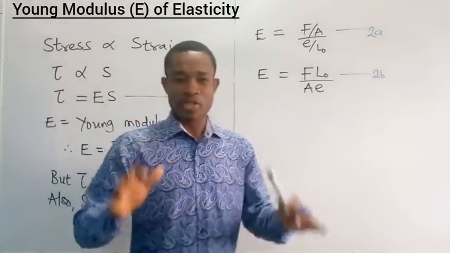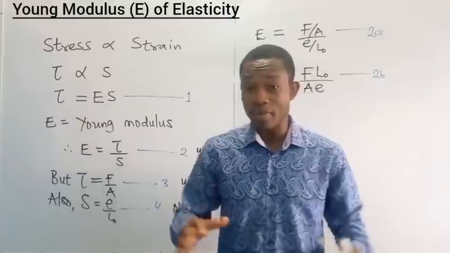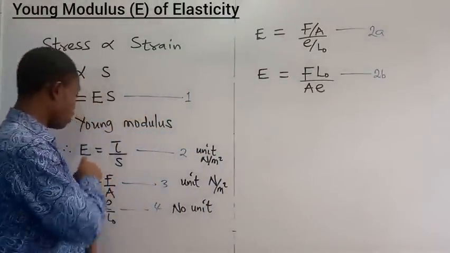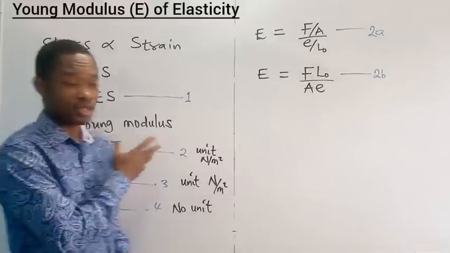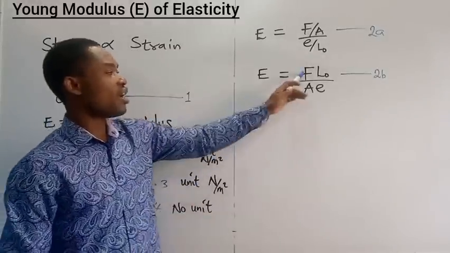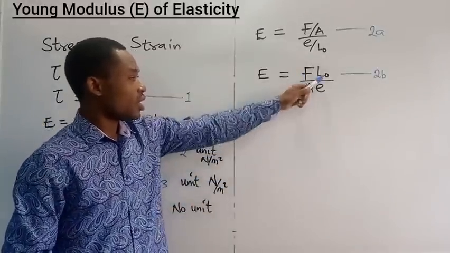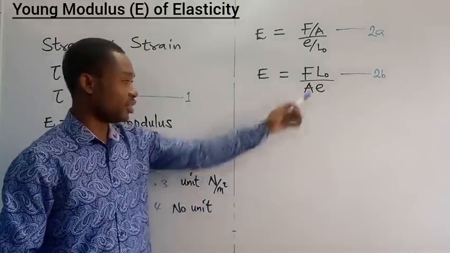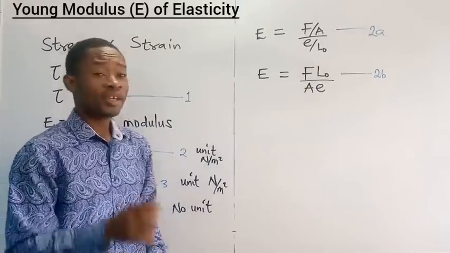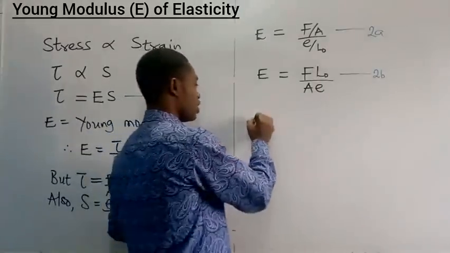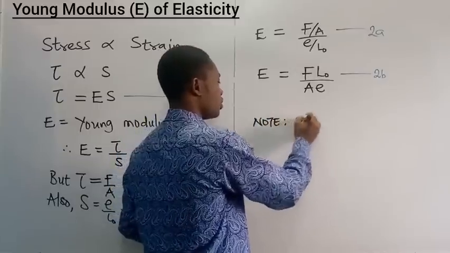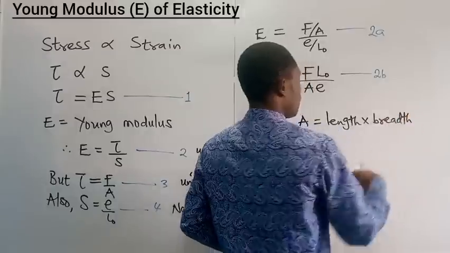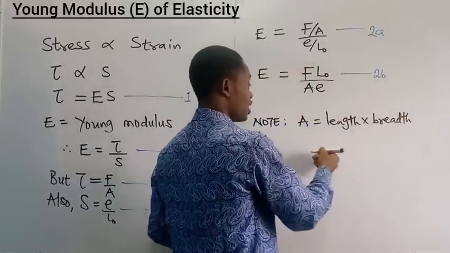Alright, I hope you understand these equations established and the concept of Young modulus. Take note, our Young modulus here is this capital E. That's the symbol I used for it. Then F, as usual, is force. L0 is our original length. A is the area. Then e is extension. I would like you to take note of this, please, about area. Very important. Note, area is equal to length times breadth. It could also be length times thickness.